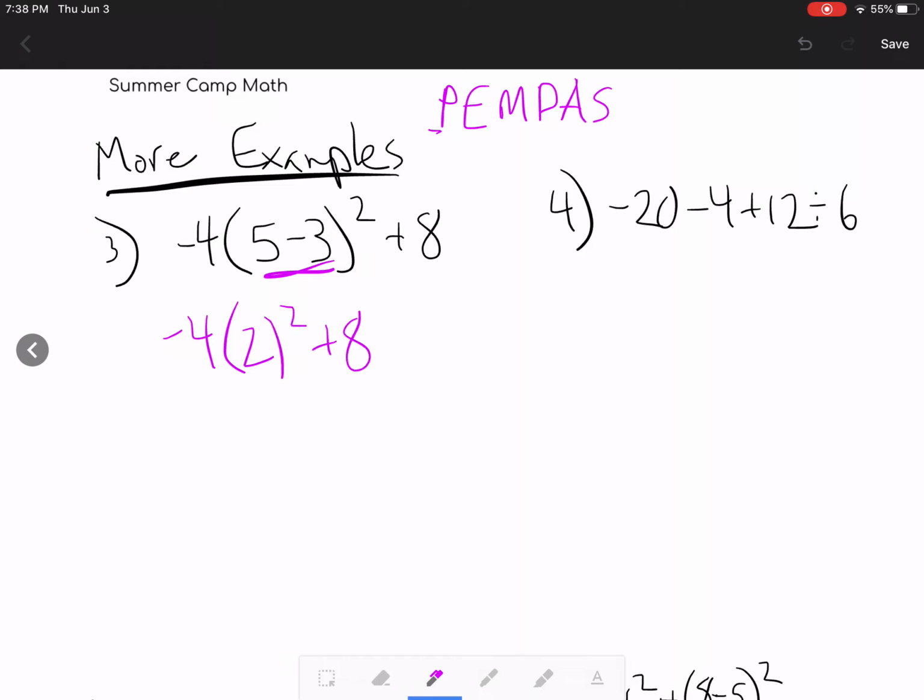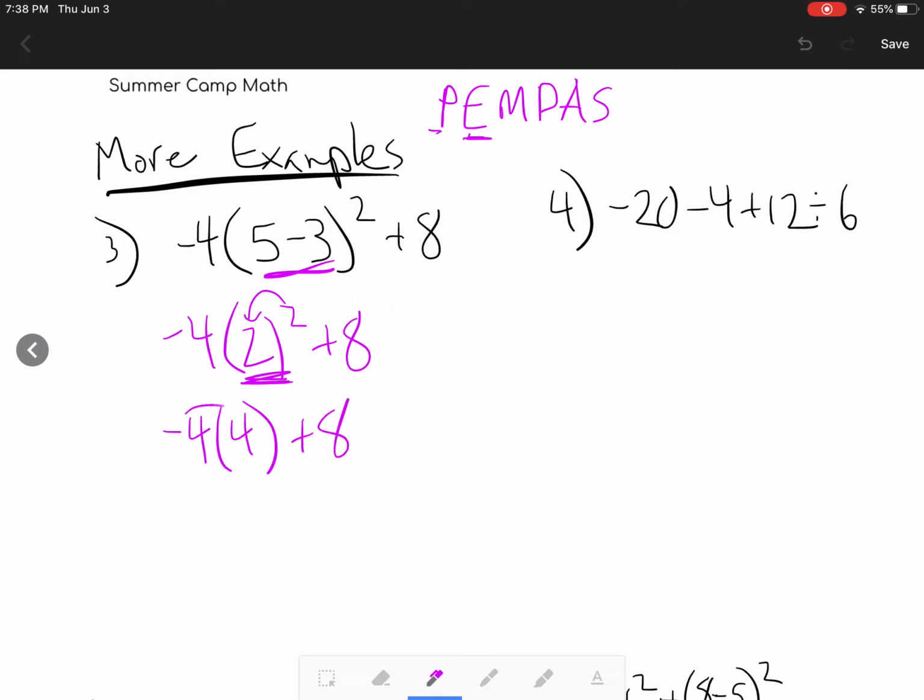Now again, this is where some students make mistakes. In the exponent stage, people are just really tempted to multiply that 4 and that 2. Don't do it, okay? What we have to do is just square the 2. The exponent is only going to that 2. So it's -4, and now it's going to be times 4 plus 8.